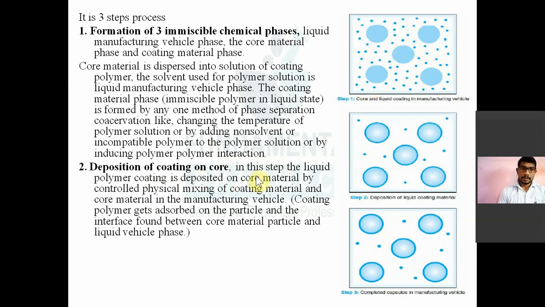So in this step the liquid polymer coating is deposited on the core material by controlled physical mixing, or by controlled physical agitation of the coating material and core material in the manufacturing vehicle.